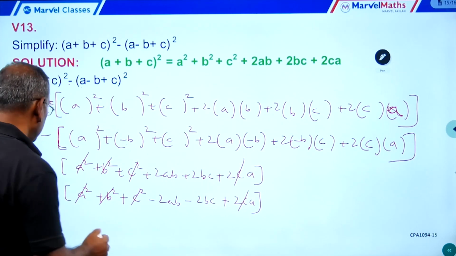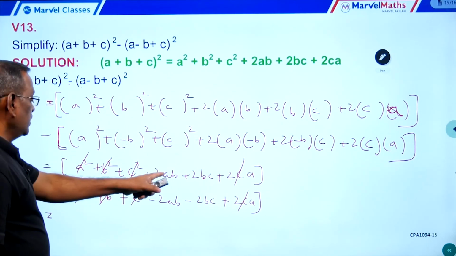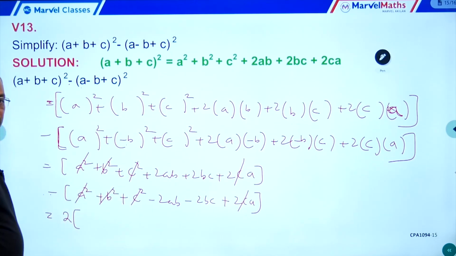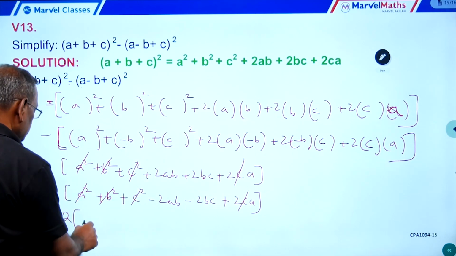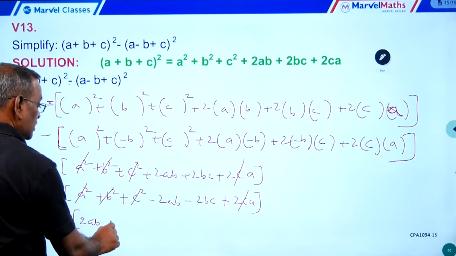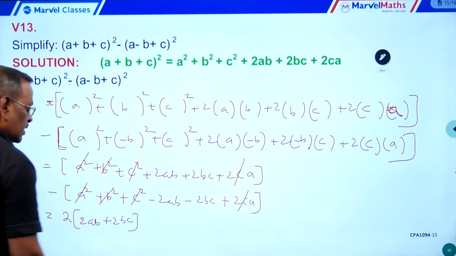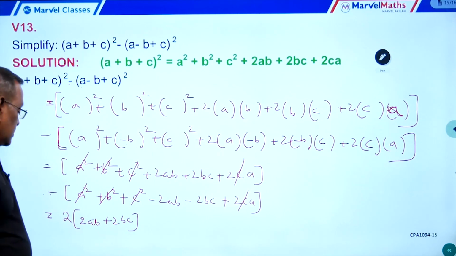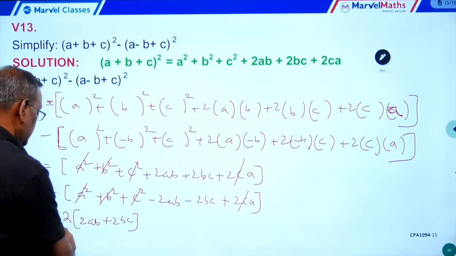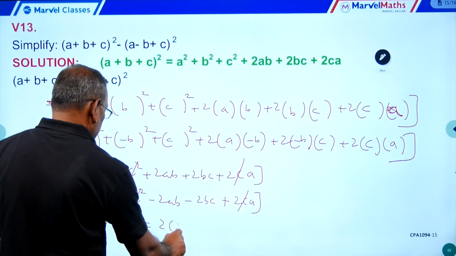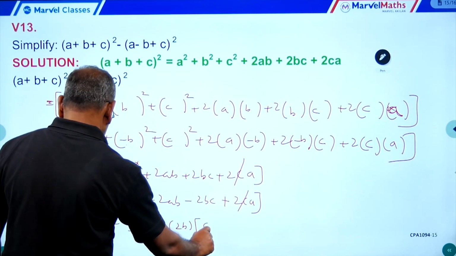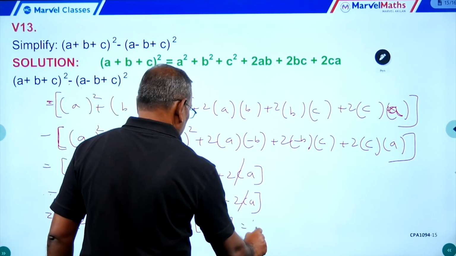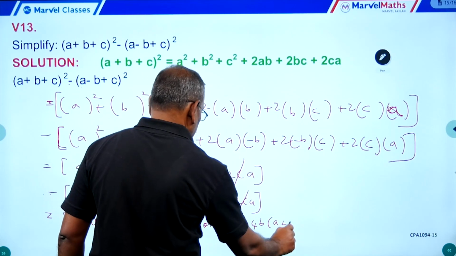So what is the remaining case? Now the remaining case is 2ab, minus into minus, plus. So you can rewrite this as twice of 2ab plus 2bc, which you can take the common factor outside. So what is the common factor now? 2 common factor, b common factor, which is equal to 2b is a common factor. This is a plus c. The final answer is 4b into (a plus c). That's all.